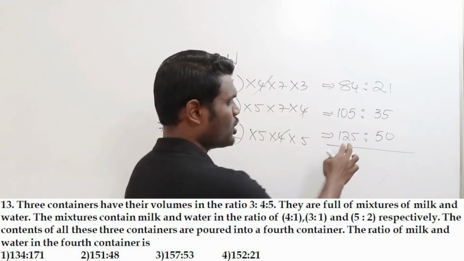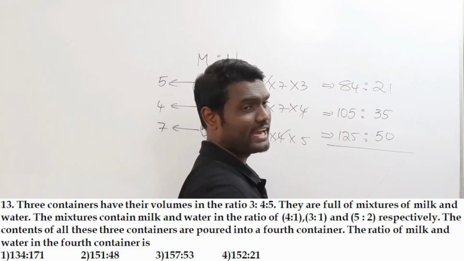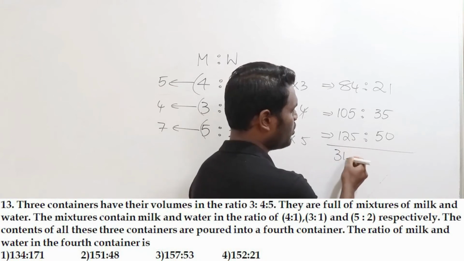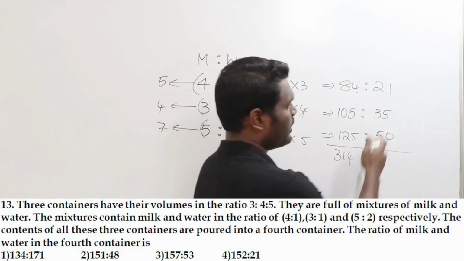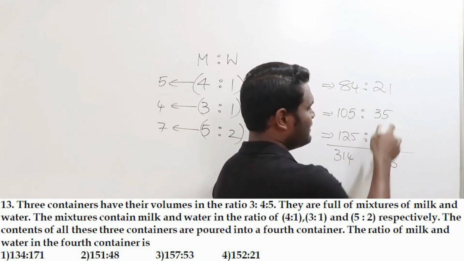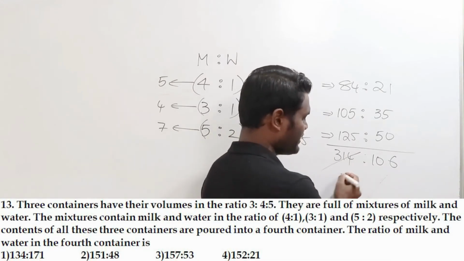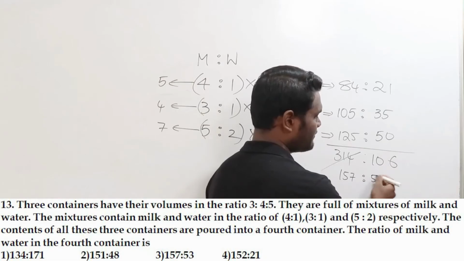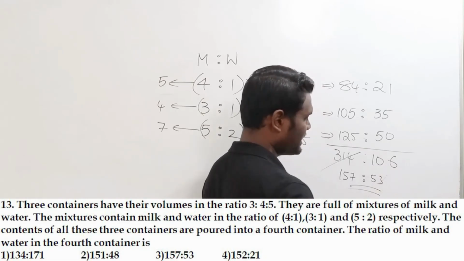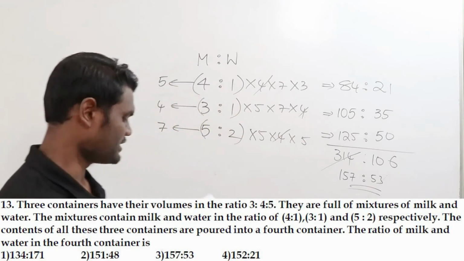Now if you add these numbers, 125 plus 105, this will be 230. 230 plus 84, this will be 314. Next, 106. Now what happens here? 2 goes over here 157 times, and 2 goes over here 53 times. So we can say that the ratio is nothing but 157 is to 53. This will be your ratio.